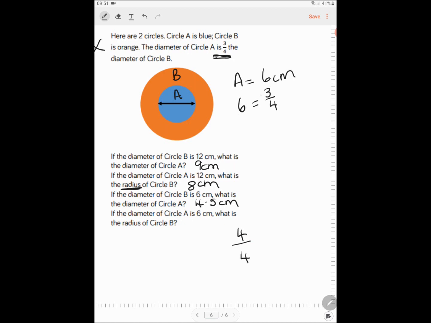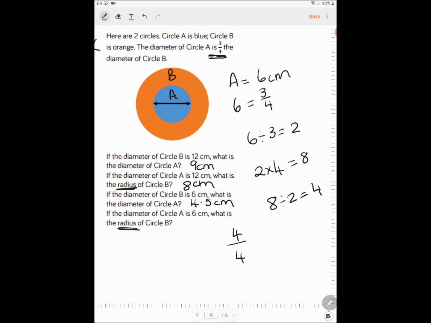So to start off with, I'm going to find 1/4 by dividing it by 3. So 6 divided by 3 equals 2. But now I'm trying to find 4/4. So I'm going to do 2 multiplied by 4 gives me 8 centimetres. Okay, that's my diameter, but I'm looking for the radius. So what do I do to find the radius? I've got to divide by 2. So 8 divided by 2 equals 4. So the radius of circle B would be 4 centimetres.